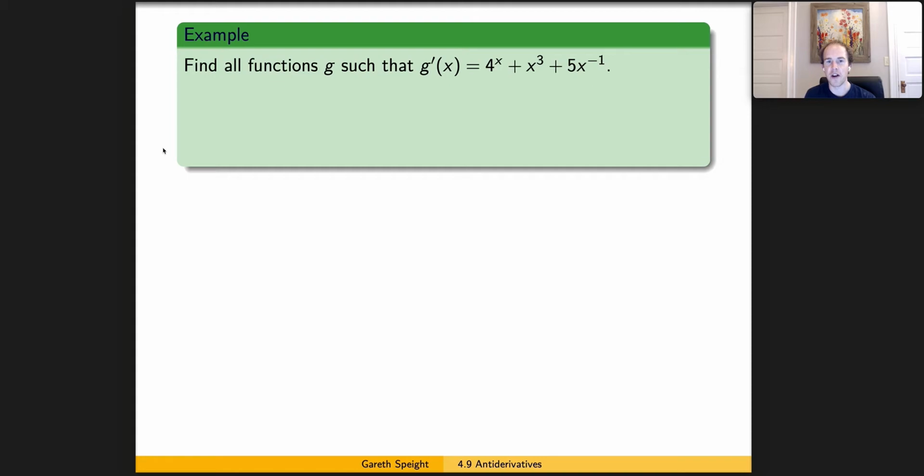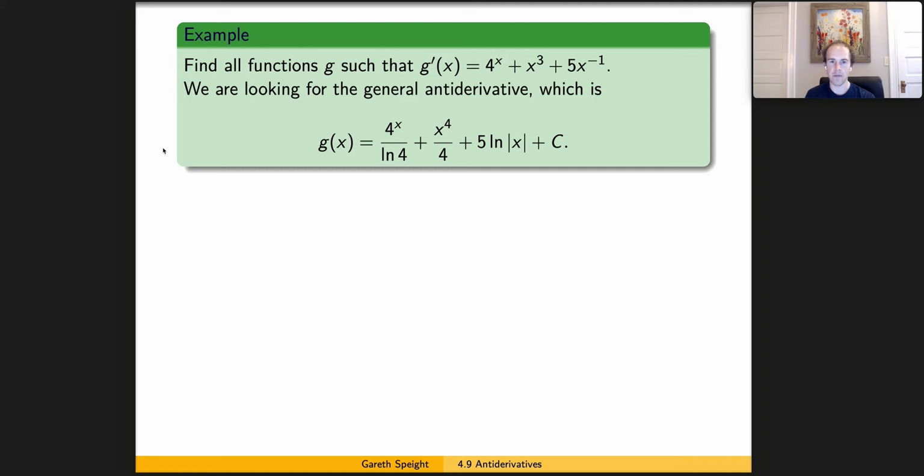For instance, here, let's try to find all functions g that have this as derivative. What does that mean? We're looking for a function that has this as derivative. We're looking for the antiderivative. So we're trying to find the antiderivative of this. That just means we have to take the antiderivative of each piece in the sum, and then add together the antiderivatives.